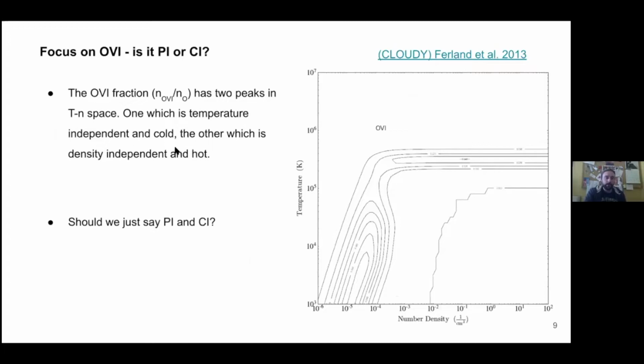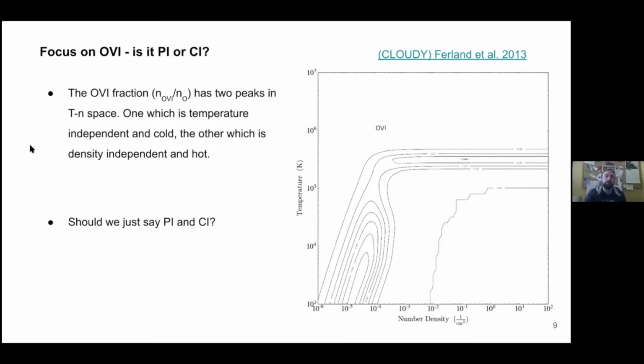So there are two peaks in temperature density space. One of them is temperature independent and cold. The other one is density independent and hot. So that's this one. Temperature independent, so up and down has no effect, and cold, and density independent, so left and right has no effect, and hot. And we could just say, this is PI gas and this is CI gas.